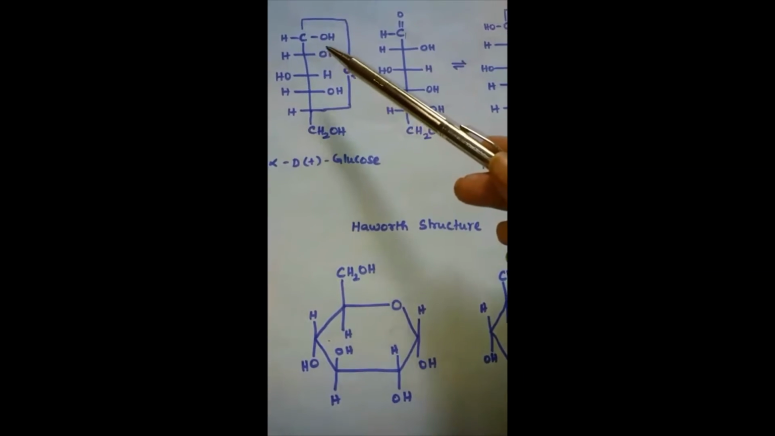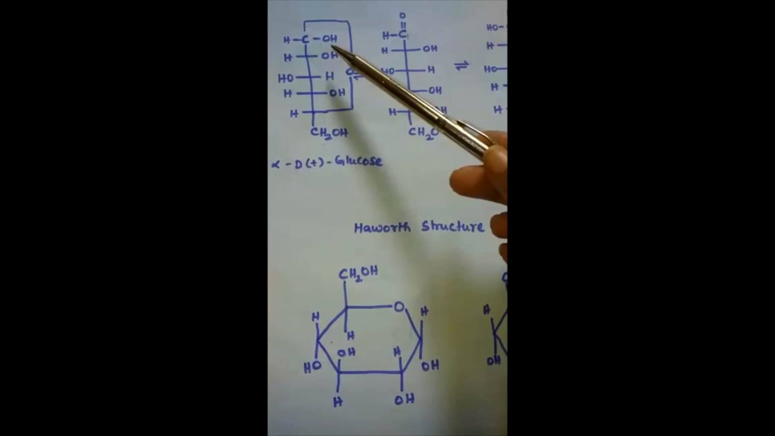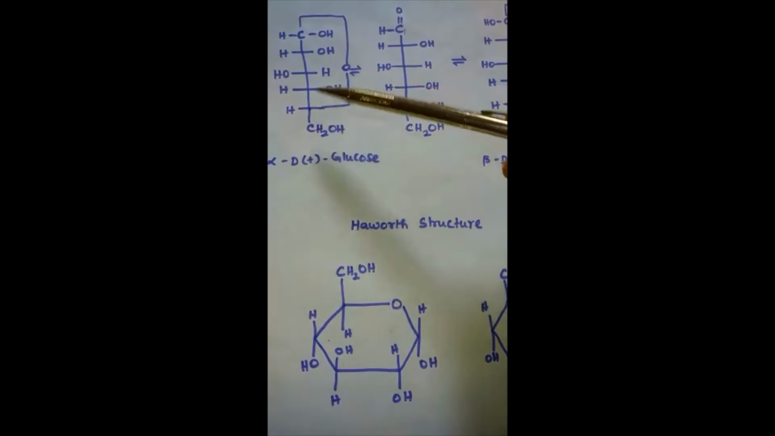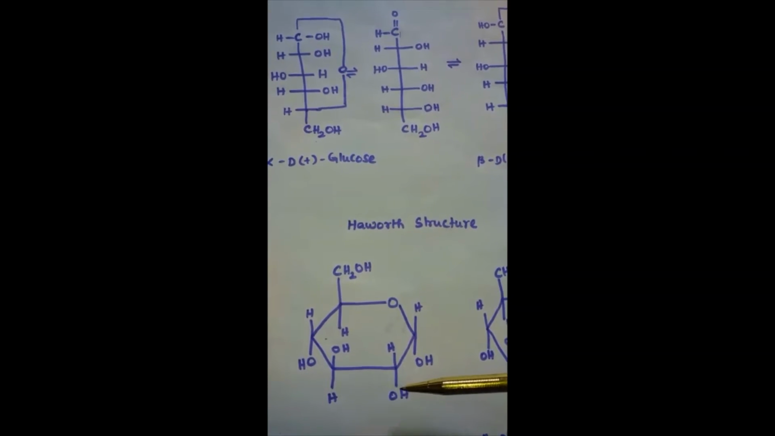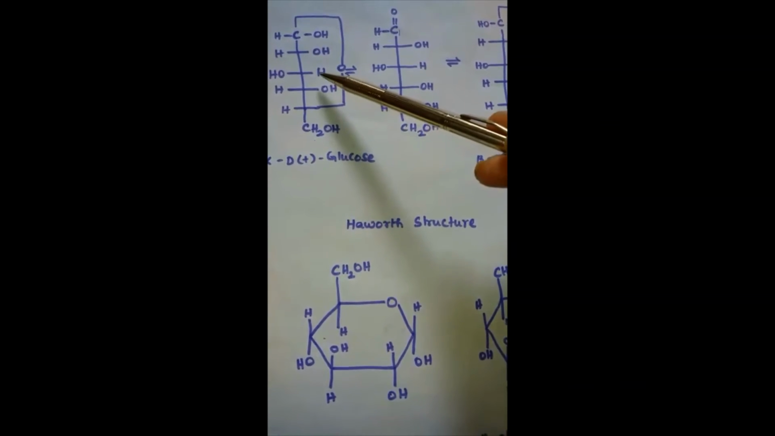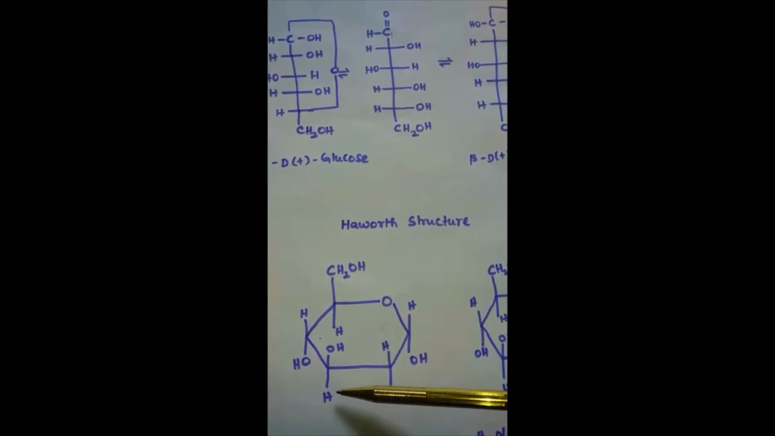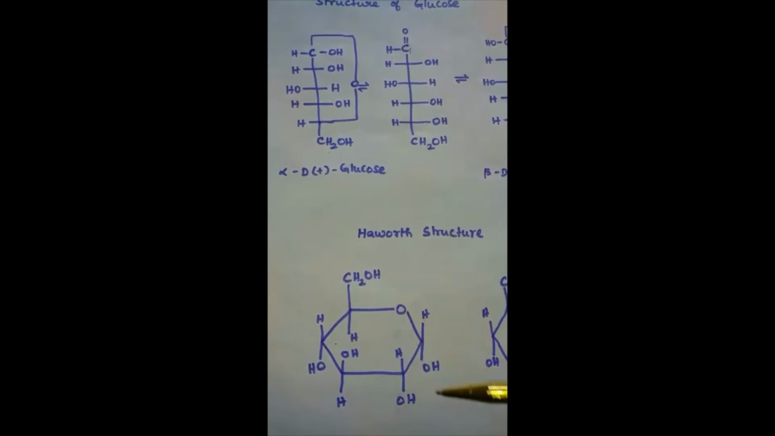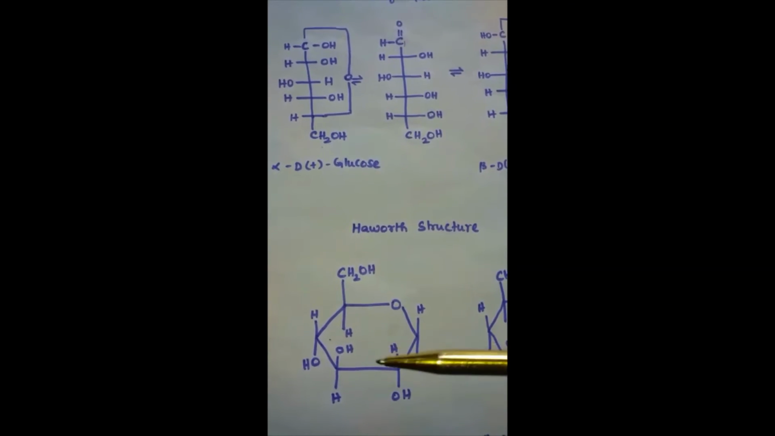And in the right hand side, we are having OH, which is supposed to be written over here, down. So OH. Here also OH in the second carbon atom. Third carbon atom, we are having hydrogen. So we have written hydrogen. Fourth carbon atom, OH, which is written down. Okay, this is how we have to write the Pyranose or the Haworth structure of alpha D glucose.